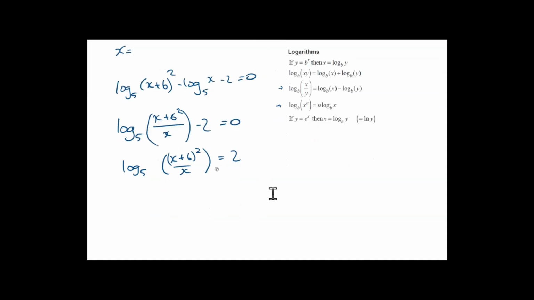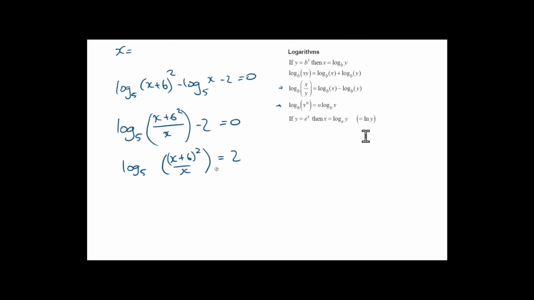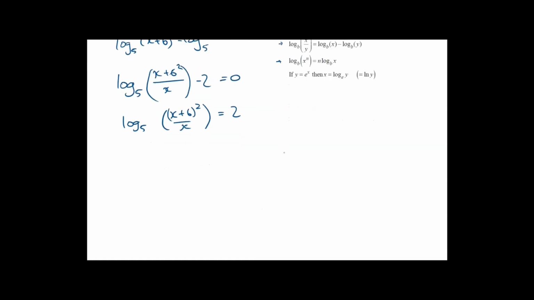So now I can get rid of this log, and what I do is I raise 5 to the power, to get rid of this base 5. If you think about it, which rule would that be? We're going to go from this form to this form now. So (x + 6) squared over (x - 2) equals 5 to the power of 2, which is obviously 25. Now we've got rid of the logs, and now this is starting to look like something that we can solve.